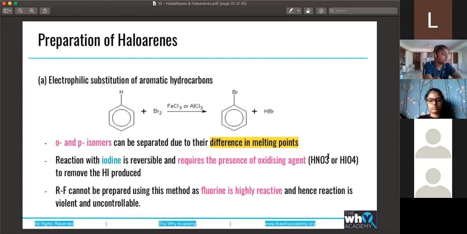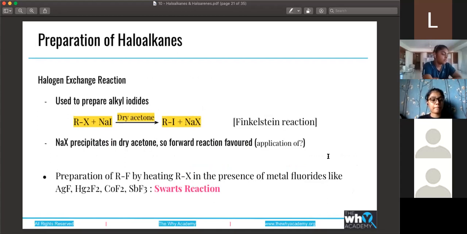Next, preparation of haloarenes. So we're done with haloalkanes. Now we've got preparation of haloarenes. Do you want me to summarize all of the preparation methods of haloalkanes before moving ahead? No, ma'am, it's fine.